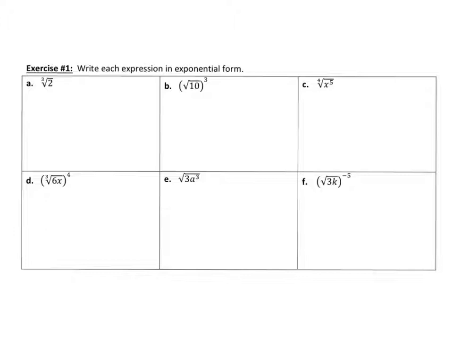So I want you to highlight for yourself this word exponential form, and you can see the word exponent right in there. Our answers have to have an exponent in them. So let me remind you of the rule that we just talked about. We said b to the m over n is equal to the nth root of b to the m.